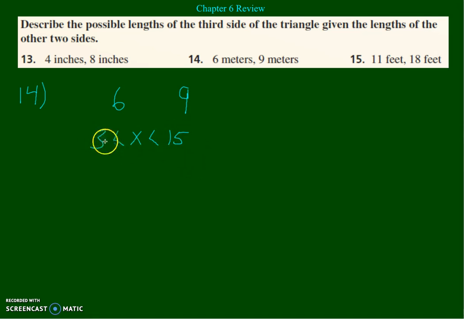Because if we take some number greater than 3, add it to 6, we get a number greater than 9. If we add 6 plus 9, this number would have to be less than 15, because 9 plus 6 equals 15. So our number can be anywhere between 3 and 15 for number 4. And now on to number 15.